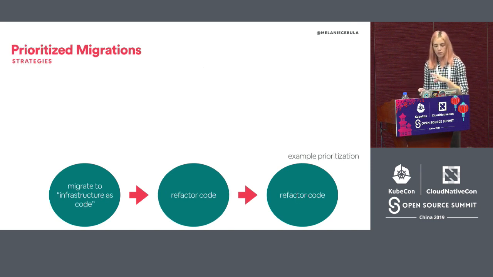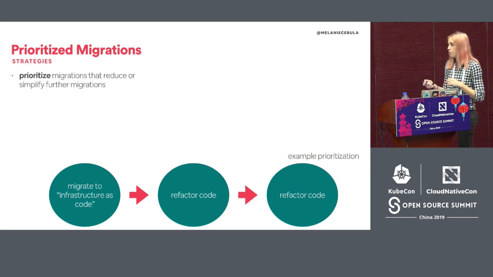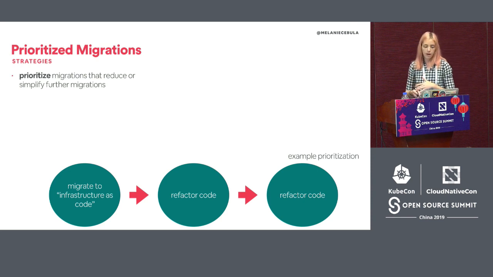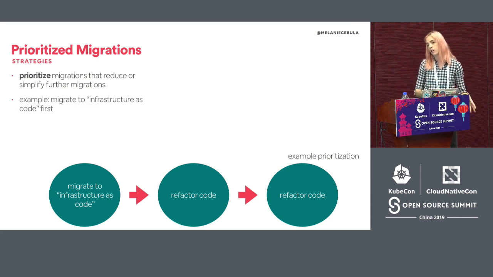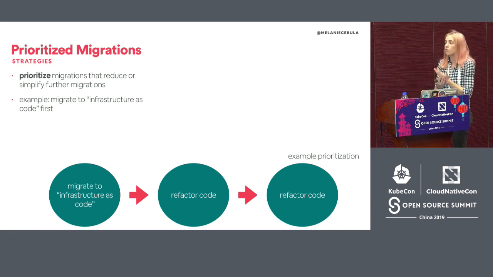One other thing I want to talk about here is prioritizing migrations. Let's say you have a bunch of migrations that you want to complete. What can you do to decide which ones to do first? One way I like to think about this is you should prioritize migrations that make the other migrations easier. One example is we migrated to infrastructure as code first. We had a lot of infrastructure settings that were not in code, like in a basic Amazon web console, so you had no way of storing that information in a way that developers could edit it.